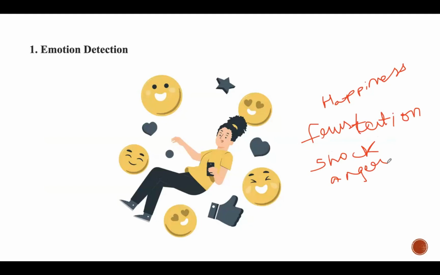Okay, so what is emotion detection? Emotion detection recognizes emotions through words in a given text. So here words can be happiness, frustration, shock, anger, fear. It can be anything. There are several ways to detect emotion in text. The most common is identifying keywords and assigning them emotions based on a lexicon, that is a list of words and their associated feelings.